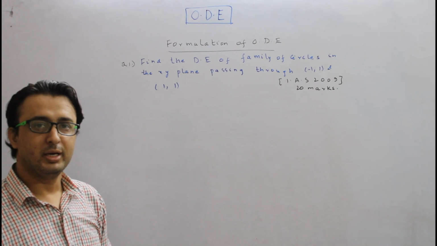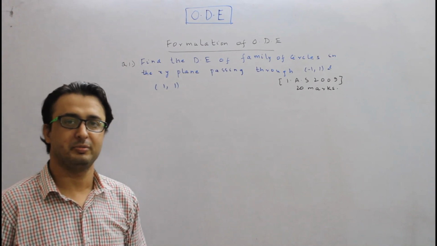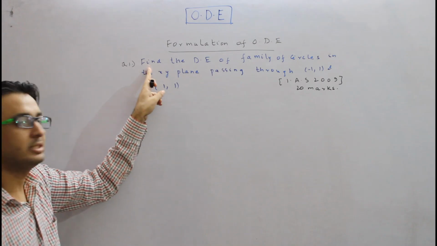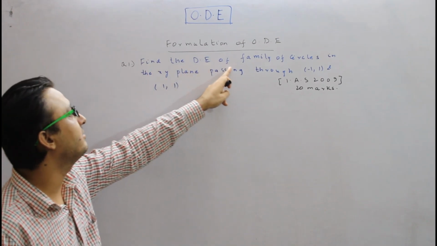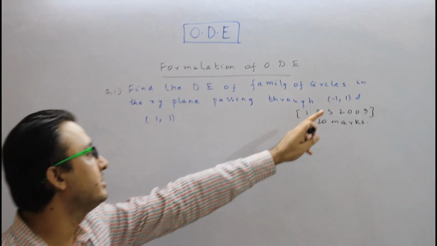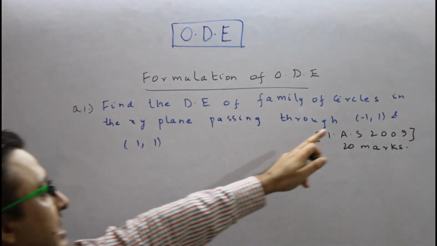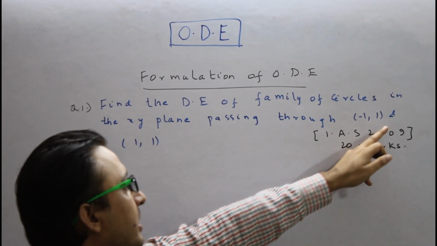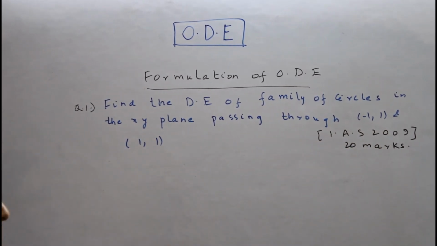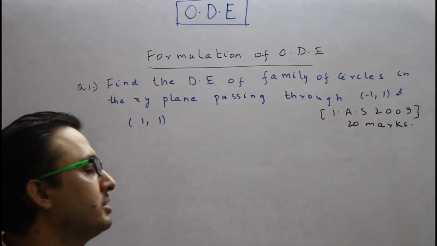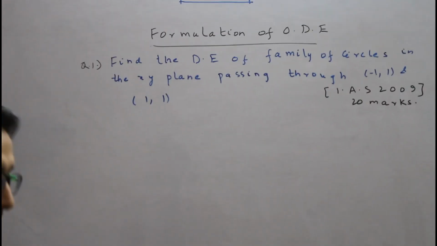And now we are in a position to take up a question from the civil services examination. The question says that we have to find the differential equation of the family of circles in the xy plane passing through the points (-1, 1) and (1, 1). This question was asked in the IAS examination 2009 for 20 marks.